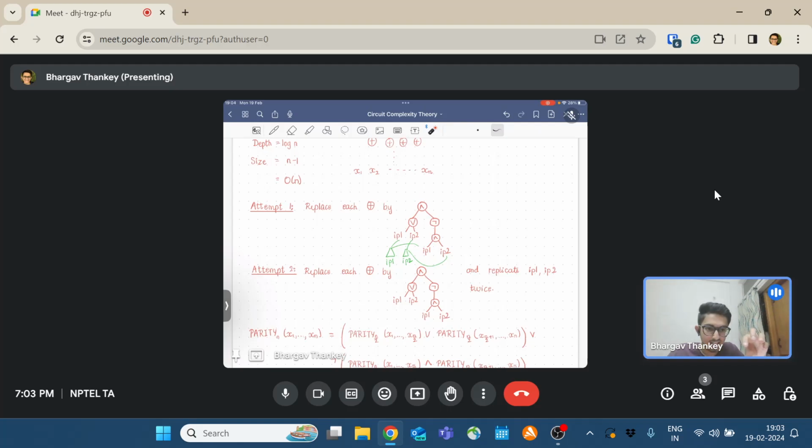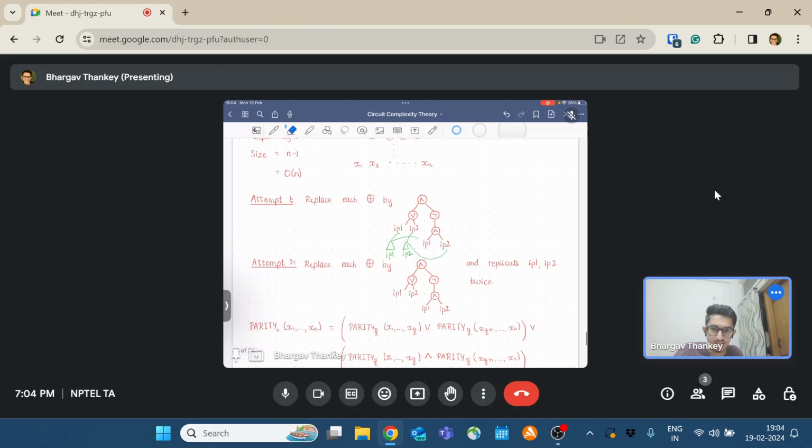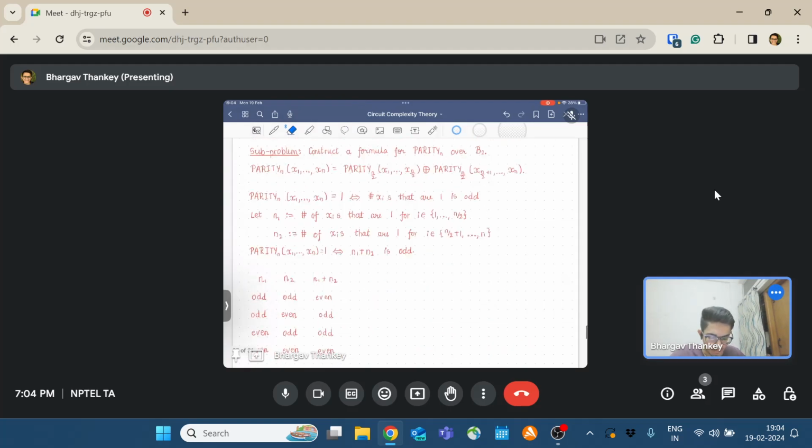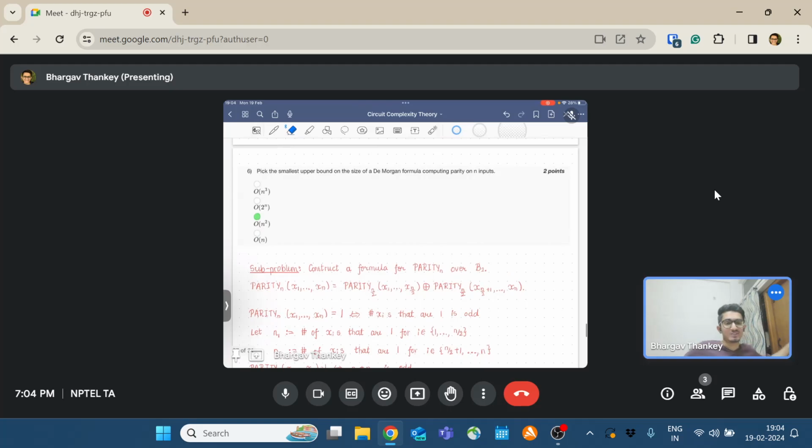Let's say you have a formula in one basis and you replace every gate by its equivalent De Morgan formula. You need not get a De Morgan formula, right? You might get a De Morgan circuit. So over here, what was done was replacing every XOR gate by its formula and replicating, right? So is this fine? Okay.